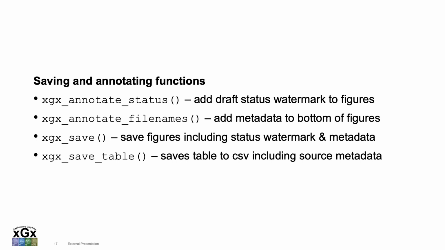For example, if you are working with a non-validated dataset and in your communication you want to have a flag like draft as a watermark on your figures, you can use annotate status. Or if you want to add metadata to the bottom of your figure, specifying the directory of your outputs and the time and date of generation of those plots, which we usually need in our submission processes, you can use the annotate file name function.